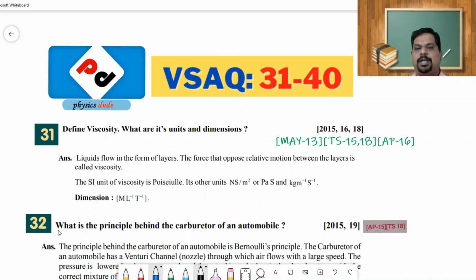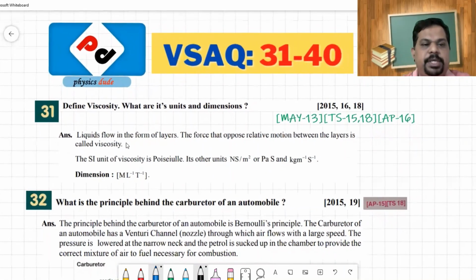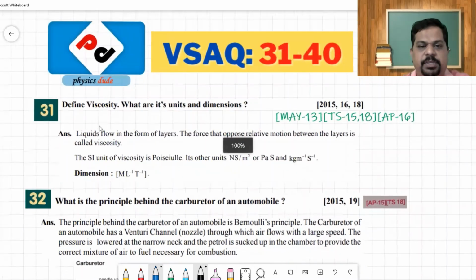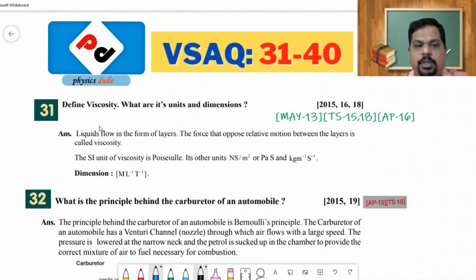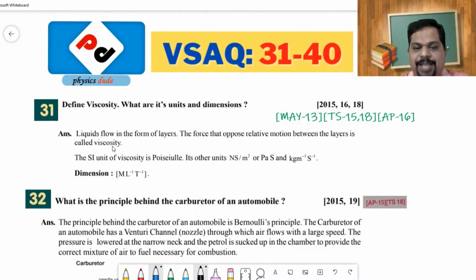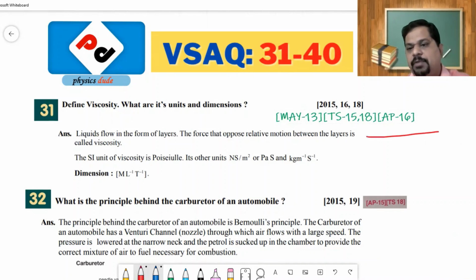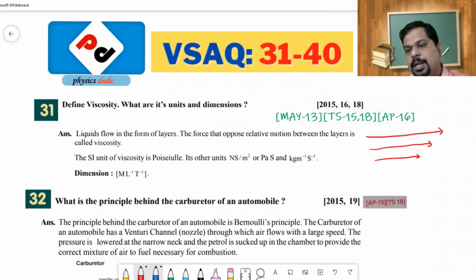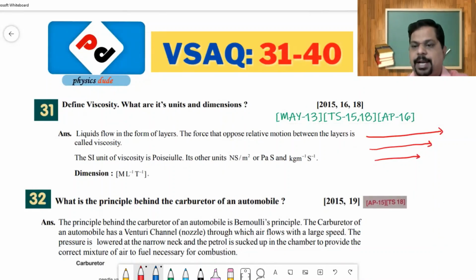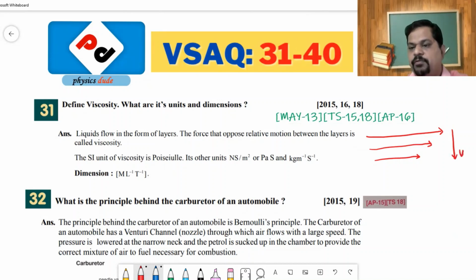Let us see what are the questions that are there in this video. The first question is this: define viscosity and what are the units and dimensions. Liquids flow in the form of layers. Remember, the uppermost layer has more velocity when compared to the next layer. So as you move from top to bottom, velocity will decrease.